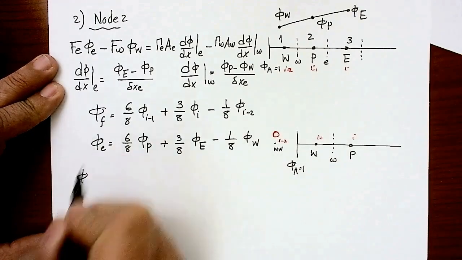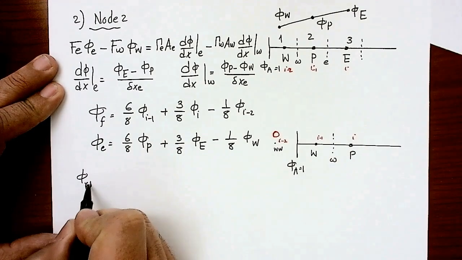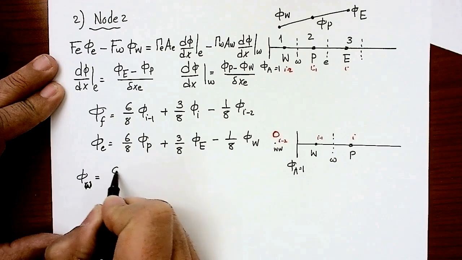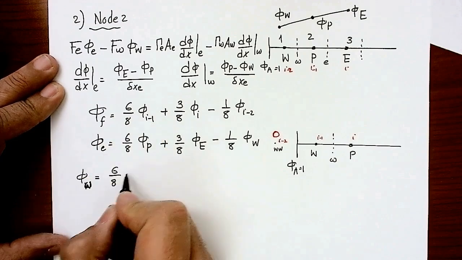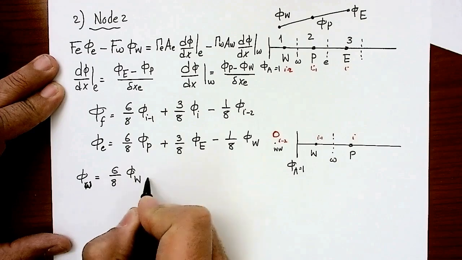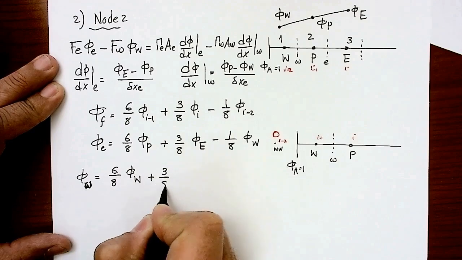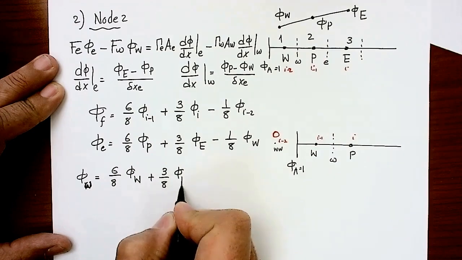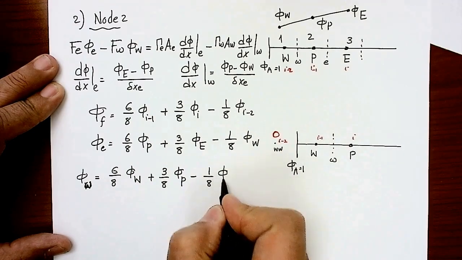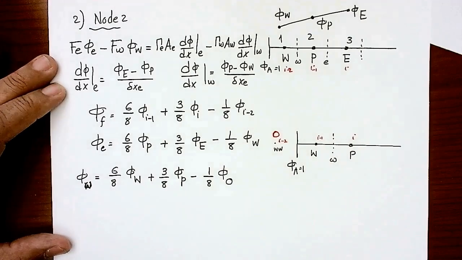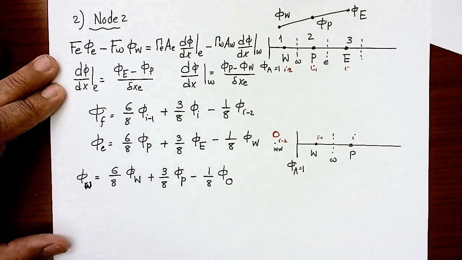So phi face, which is phi on the west face, phi w small, equals 6 over 8 phi I minus 1, which is going to be phi west, plus 3 over 8 phi I, which is going to be phi P, minus 1 over 8 phi I minus 2, which is phi O, right? I'm going to keep it that way, phi O.